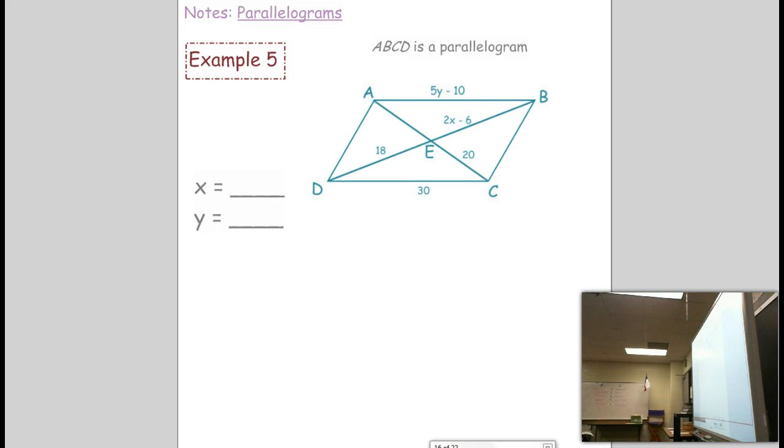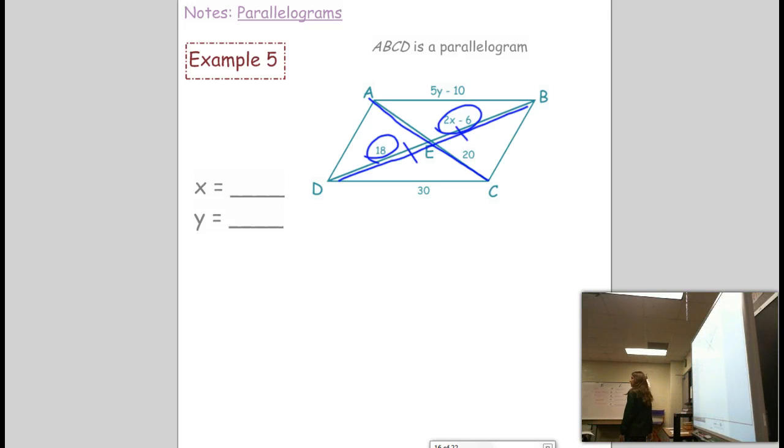Which property have we not used yet? Alea, which property have we not touched yet on your family tree? What's the last one? Bisecting. Diagonals bisect each other. That means that this diagonal cuts this one in half. If DB has been cut in half, two equal parts, then what's true about this? They're both 18. Very good.